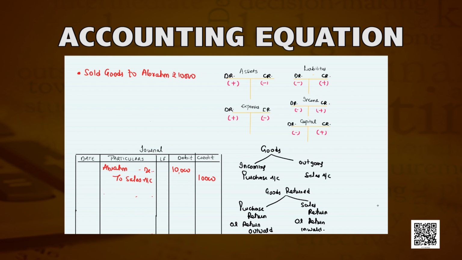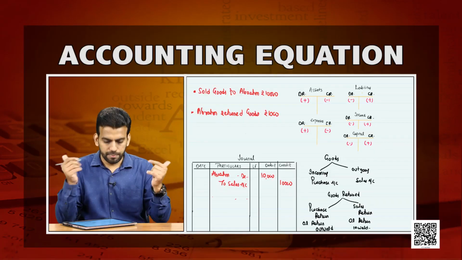Abraham returned goods, right? So just flip this entry the way you did it in the case of purchase. Abraham account debited to sales was the entry when we sold goods to Abraham. But now when we are getting a return from Abraham, this would be flipped. Sales return would get debited and Abraham credited. Simple.